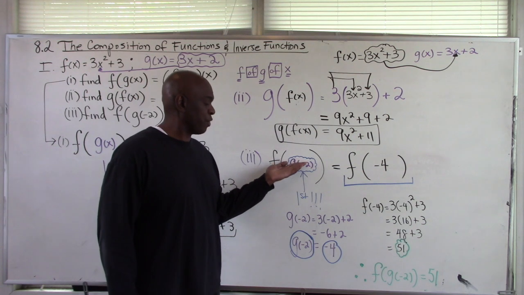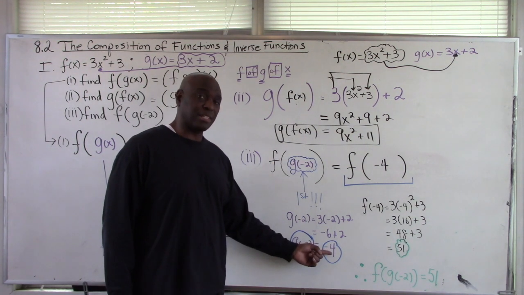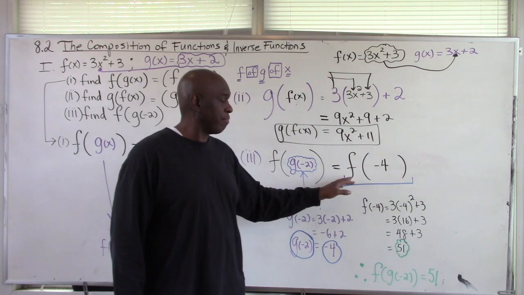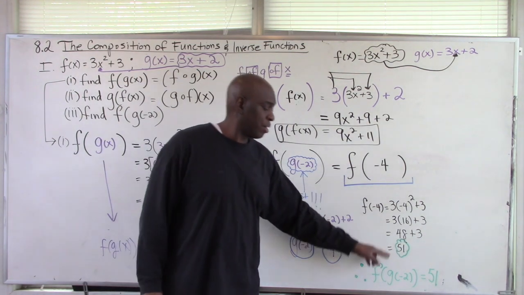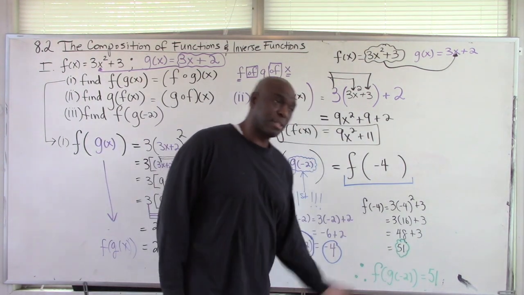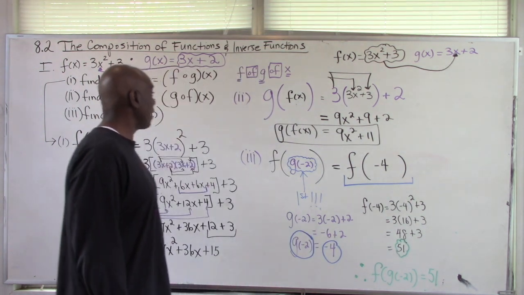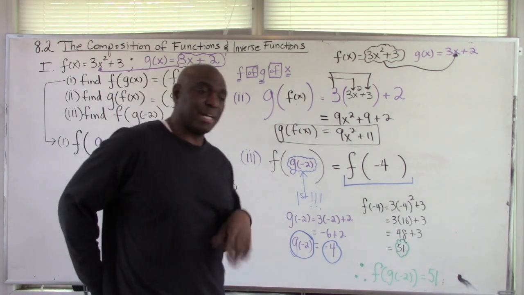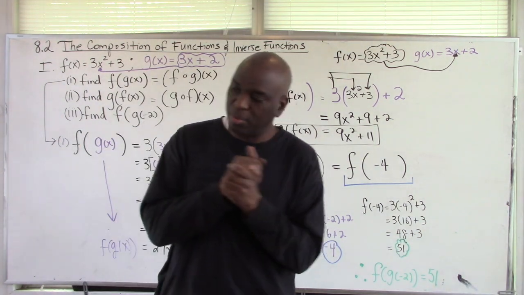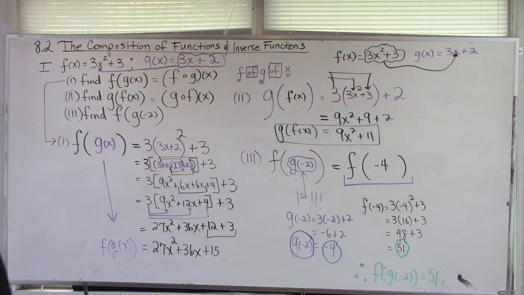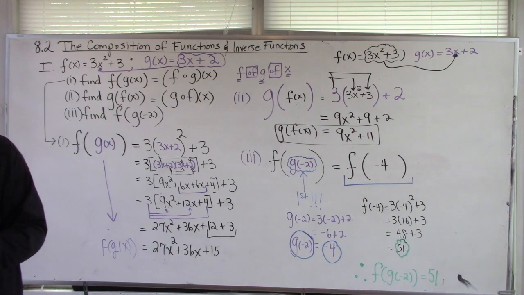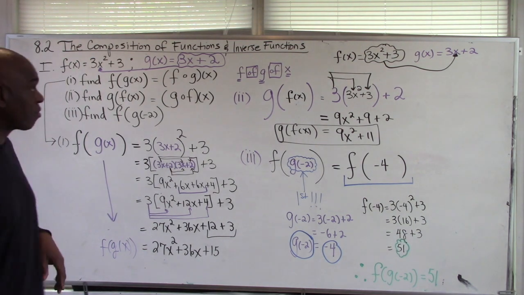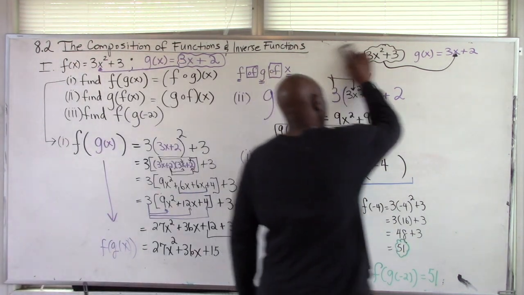Found g of negative 2 first, got negative 4. Take this answer and plug it in as our domain of f. F of negative 4 is 51, and that's it. All right? So that's the whole operation and ideology behind composite functions. How you use composite functions, okay? All right. So now let's look at something different before we get into our inverse functions.